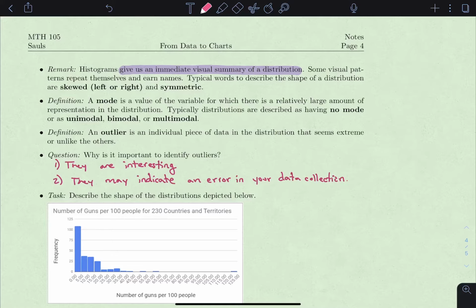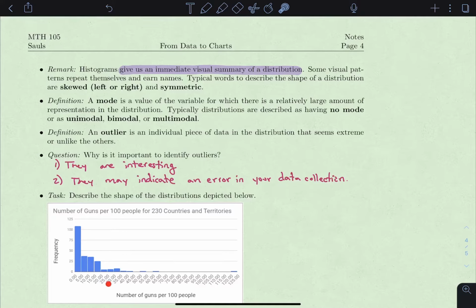All right, well, so let's look at this histogram. And first things first is just figure out what we're looking at. So the title, number of guns per 100 people for 230 countries and territories. And then we're counting, so we don't have relative frequency, we have actual frequency. And this is a number of countries or territories. And then the variable that we're measuring is guns per 100 people. So for every 100 people, we're talking about countries that have between 25 and 30.